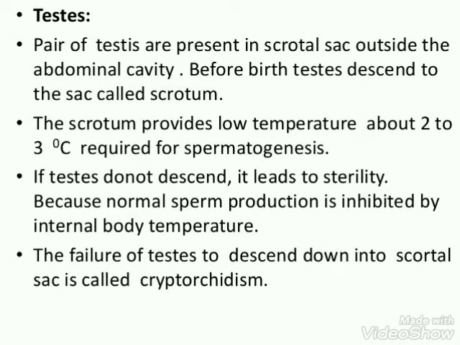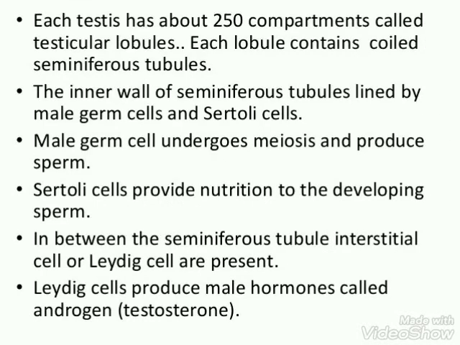If testes do not descend into the scrotum, it leads to sterility because normal body temperature is not suitable for the production of sperm. The failure of the testes to descend down into the scrotal sac is called cryptorchidism. Each testis has about 250 compartments called testicular lobules. Each lobule contains 1 to 3 highly coiled tubules known as seminiferous tubules in which sperms are produced.